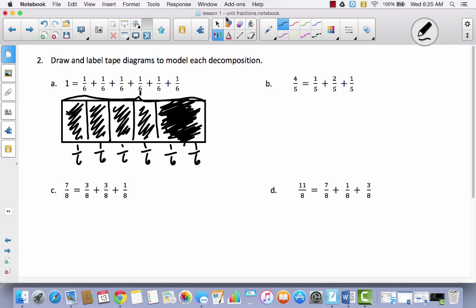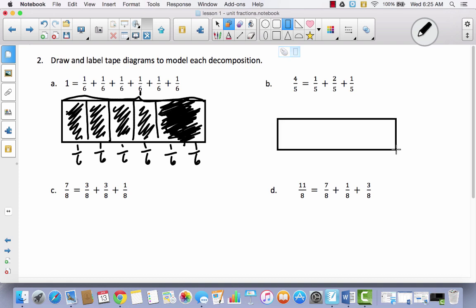Okay, so let's try B. All right, so we're going to draw a whole like this, and then we're going to label it one whole. So let's go ahead and label it at the top one. This time we're going to divide this into five parts. Okay, so this would be 1, 2, 3, 4, and 5.